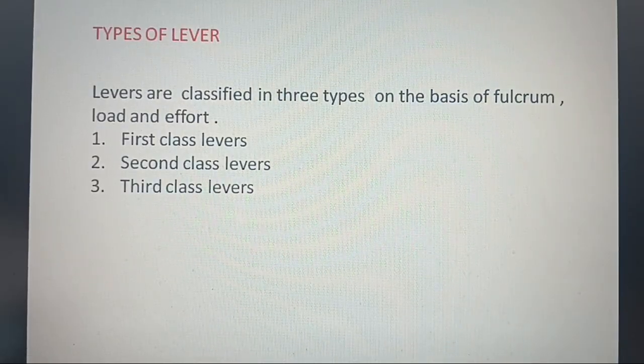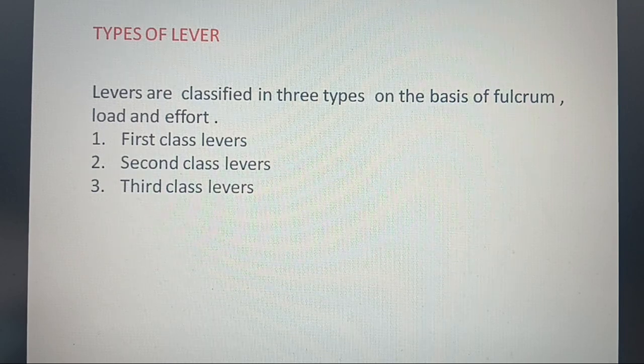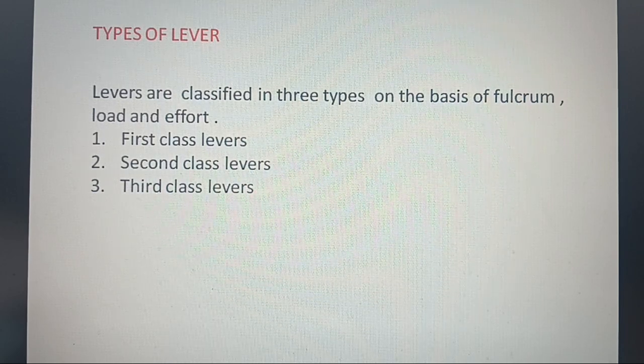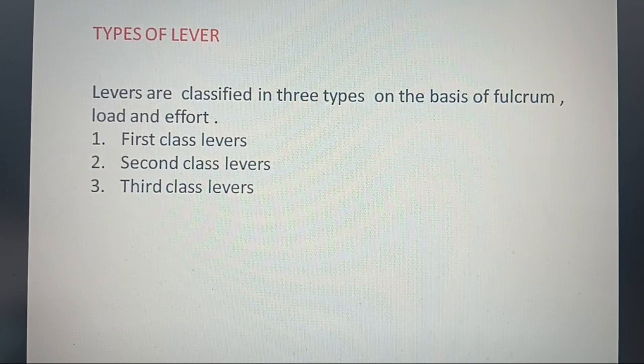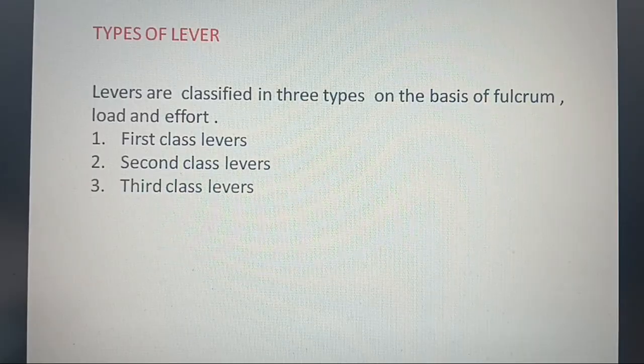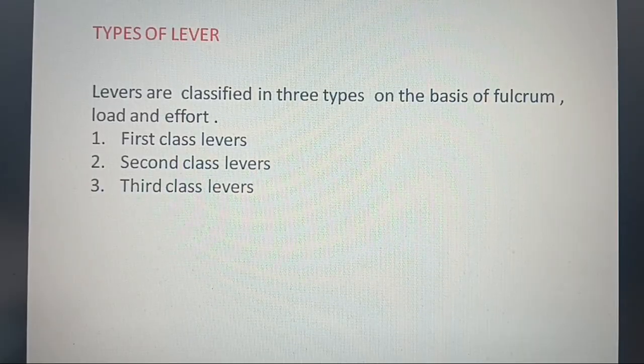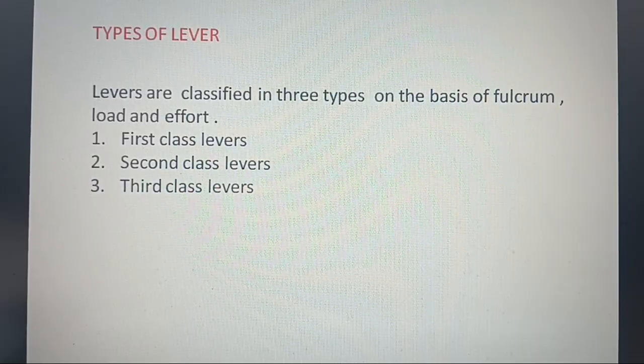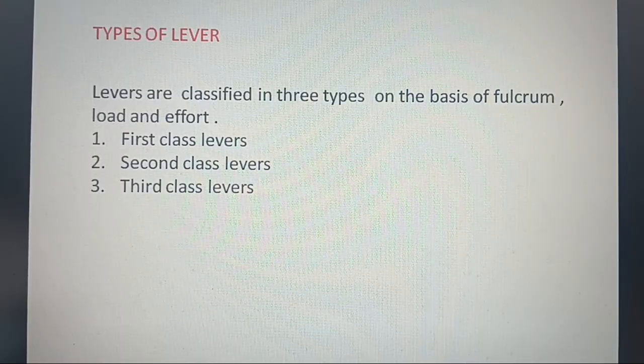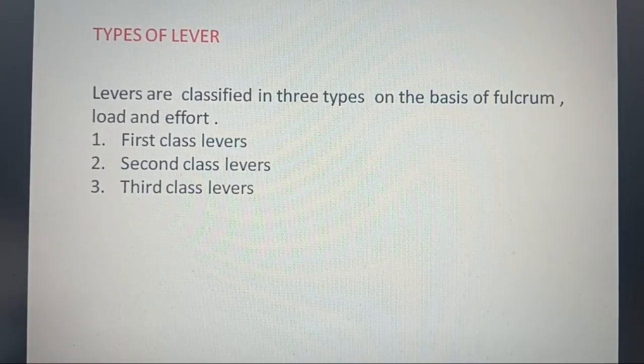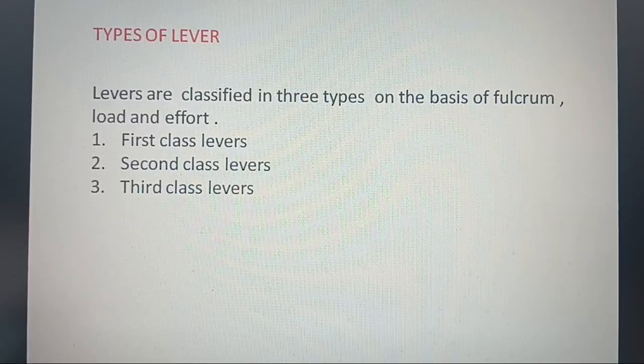Now, types of lever. Levers are classified in three types on the basis of fulcrum, load, and effort. First class levers, second class levers, third class levers. Now we will study one by one.